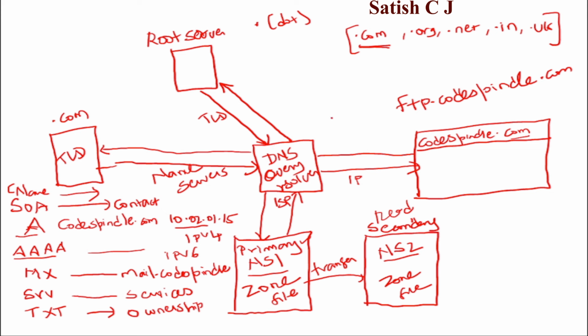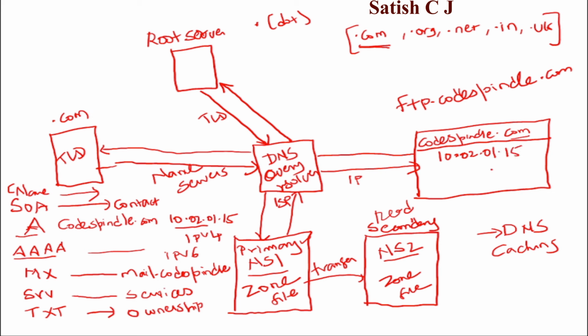And even before going into attacks, we'll take a look at this concept called DNS caching. What is DNS caching? It's nothing but, see, now I have retrieved the IP after contacting the name servers. So I know the IP. In the browser's cache or the operating system's cache, I can store that for codespindle.com, the IP address is 10.02.01.15. I'm just giving an example here.